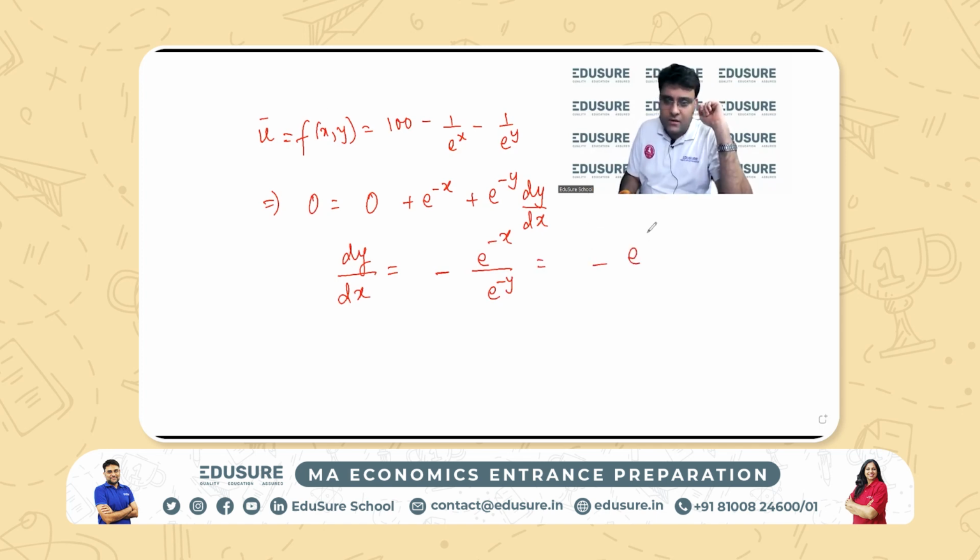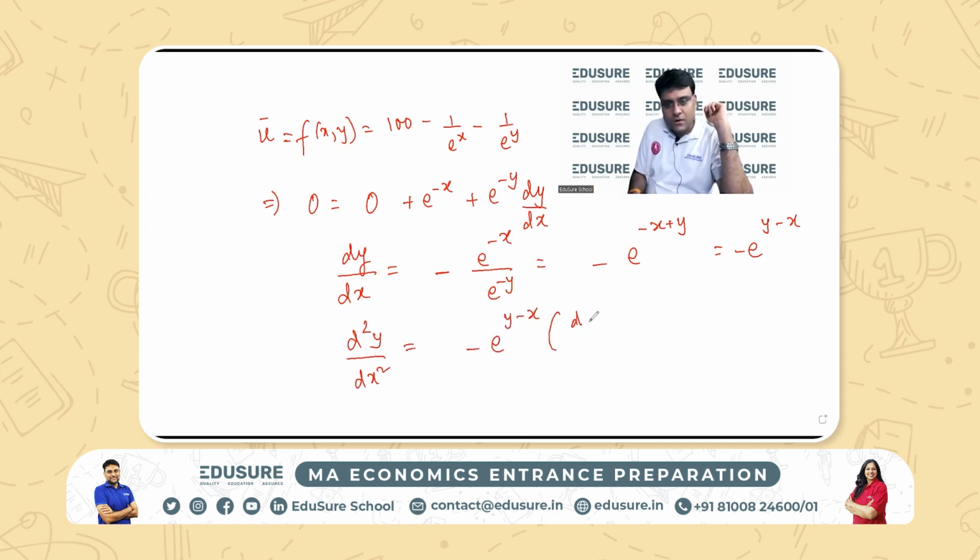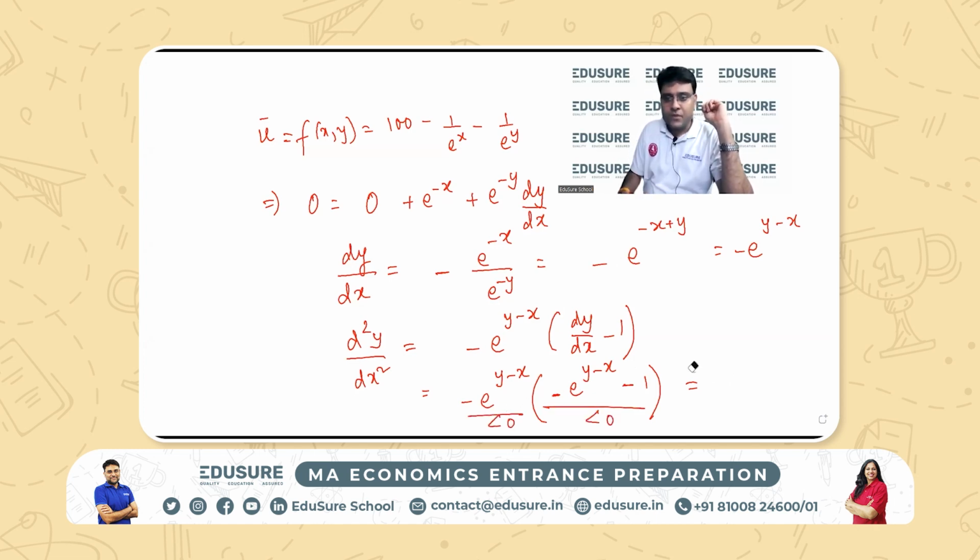Okay, or in other words, I'll get minus of e to the power minus x plus y, or minus of e to the power y minus x. Let's find out my d2y by dx2. d2y by dx2 is basically minus e to the power y minus x into dy by dx minus 1. Okay, minus e to the power y minus x, dy by dx is basically minus of e to the power y minus x, again minus 1. This will make it plus, because this is negative, this is also negative. So overall, this entire expression will be positive. That would mean indifference curves are convex.